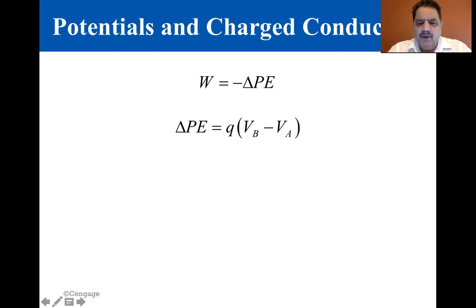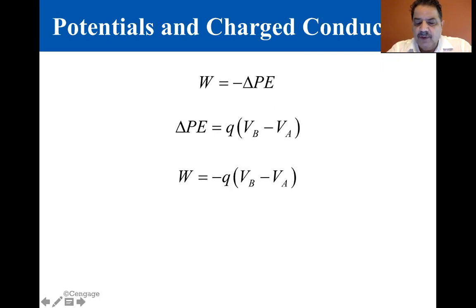All right, from the work equation, we see that the work done on a charge by electric forces is related to the change in electric potential energy of the charge. That's work equals minus delta PE, potential energy. From the potential energy equation, we see that the change in electric potential energy between 2 points A and B is related to the potential difference between those points. Let's combine these two equations.